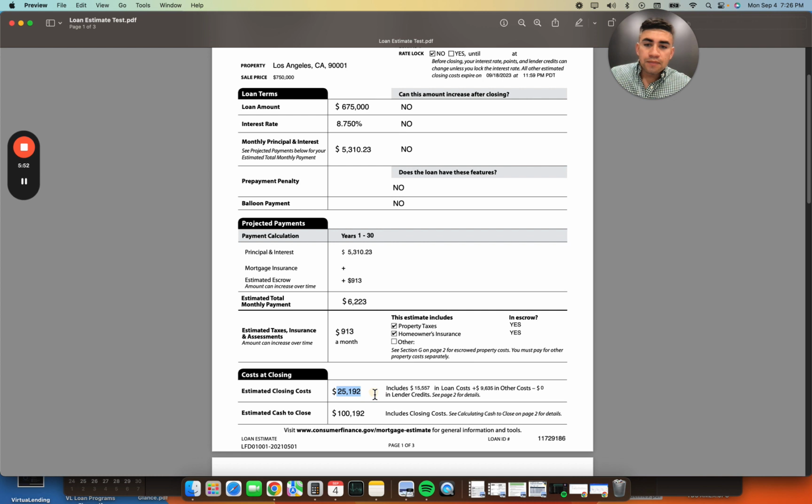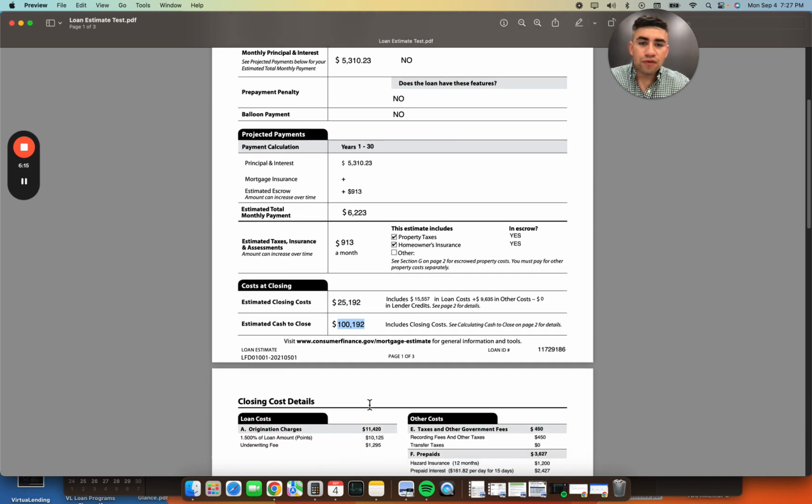Now, your estimated cash to close is the actual dollar amount that you will need at closing to close this deal. Okay, so that's going to be your closing cost plus your down payment. Okay, so that's your estimated cash to close. And I will show you exactly how this is broken down. It is broken down in more detail on the second page.